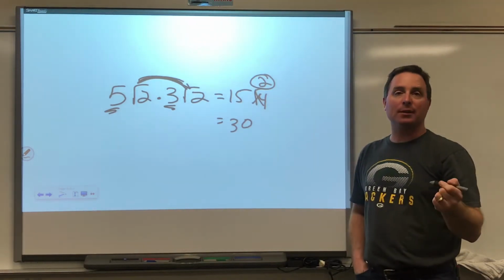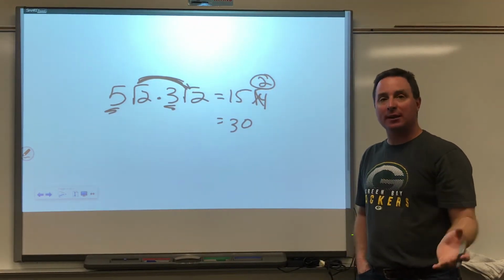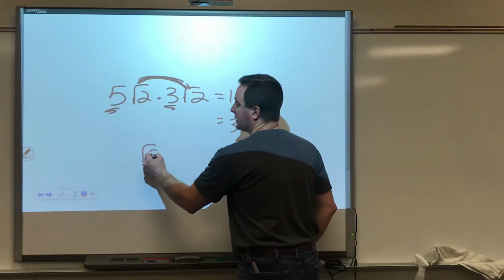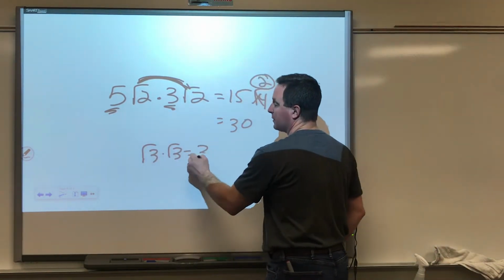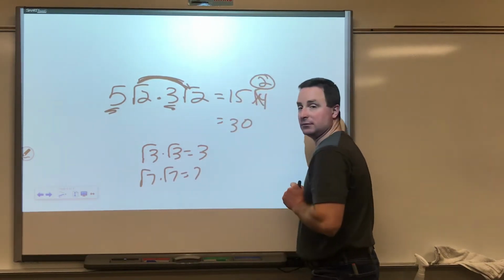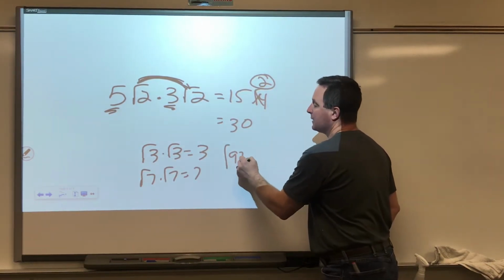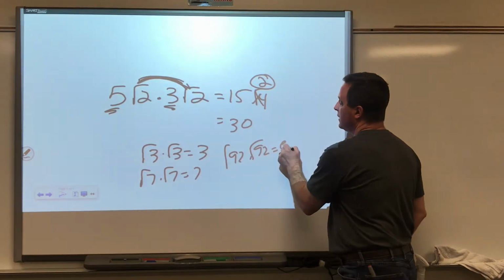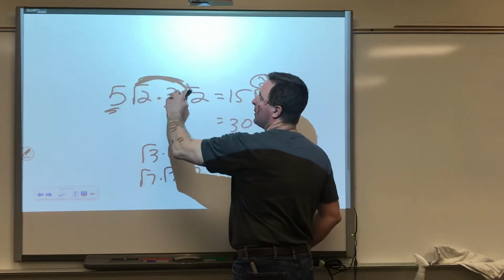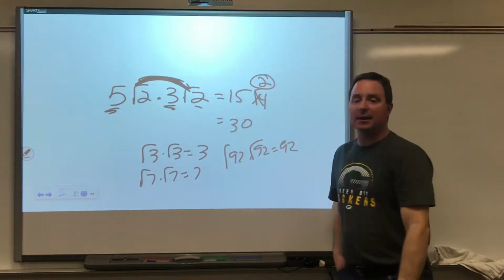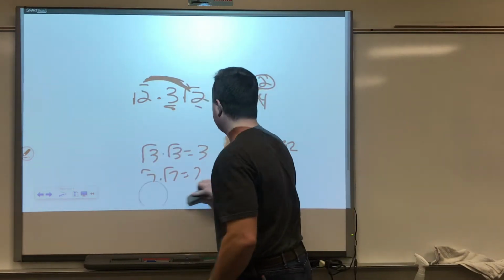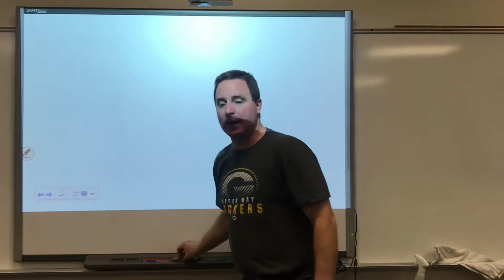Kind of like i's. When we did the square root of negative 1 times the square root of negative 1, it was negative 1. Okay? But anytime, and you're going to see this quite a bit here, the square root of 3 times the square root of 3 is 3. The square root of 7 times the square root of 7 is 7. The square root of 92 times the square root of 92 is just 92. You can see a little bit of a pattern here. But whenever you have two of them that are the same, it just turns into that number under the radical. Okay? All right. One last one here before we move on.